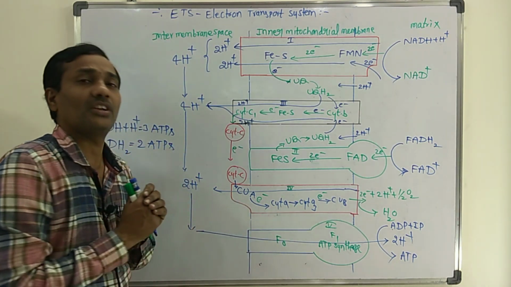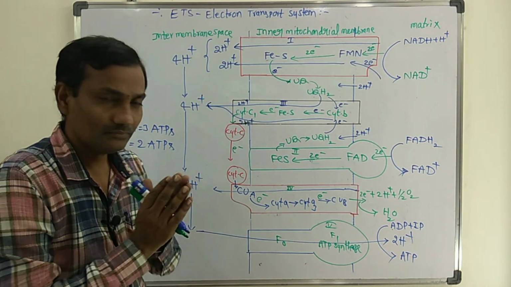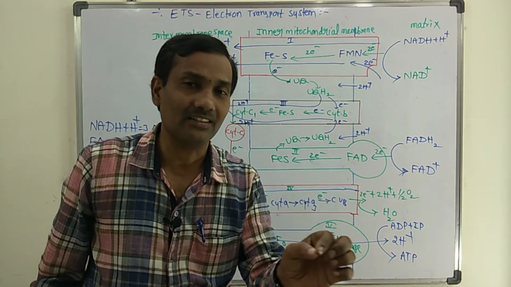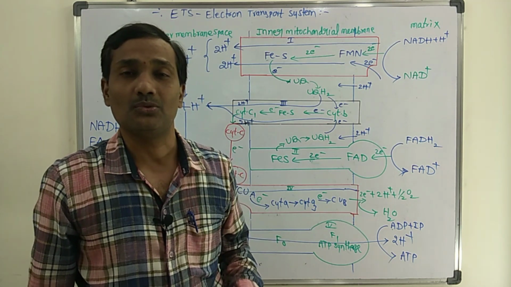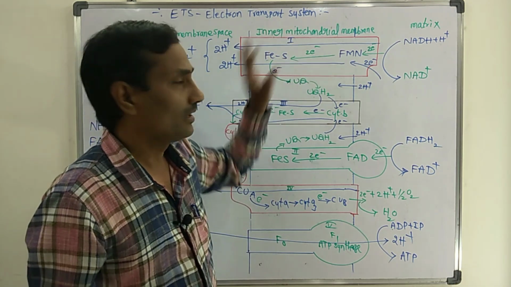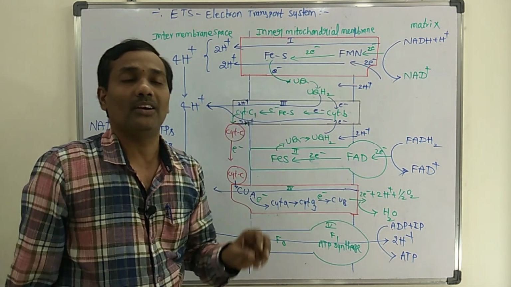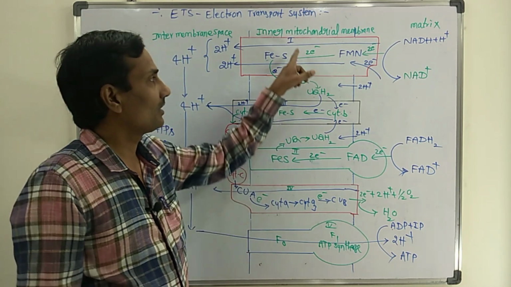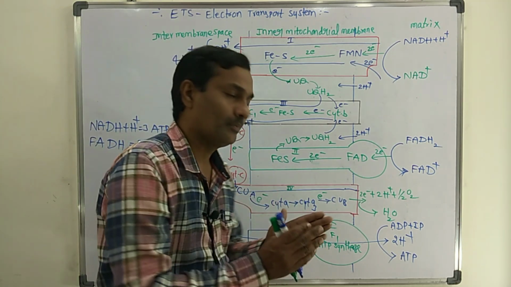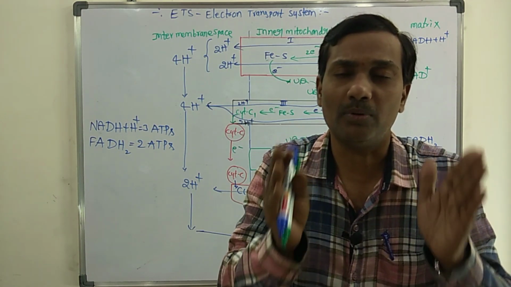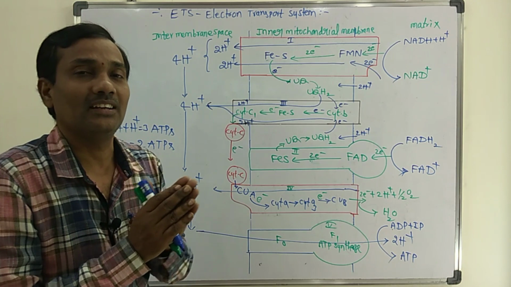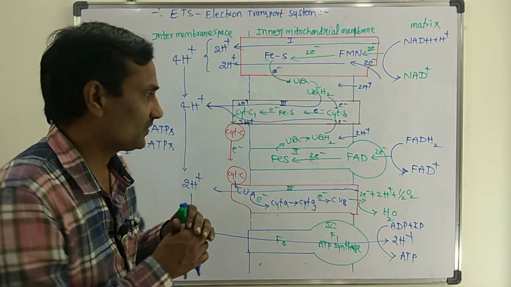So what type of questions can you expect in the exam? FADH2 is oxidized near the following complex: complex 2. NADH H plus is oxidized near complex 1. FMN is located in complex 1. FAD is located in complex 2. The 2 copper centers are located in complex 4. The F0 F1 particle is found in complex 5.